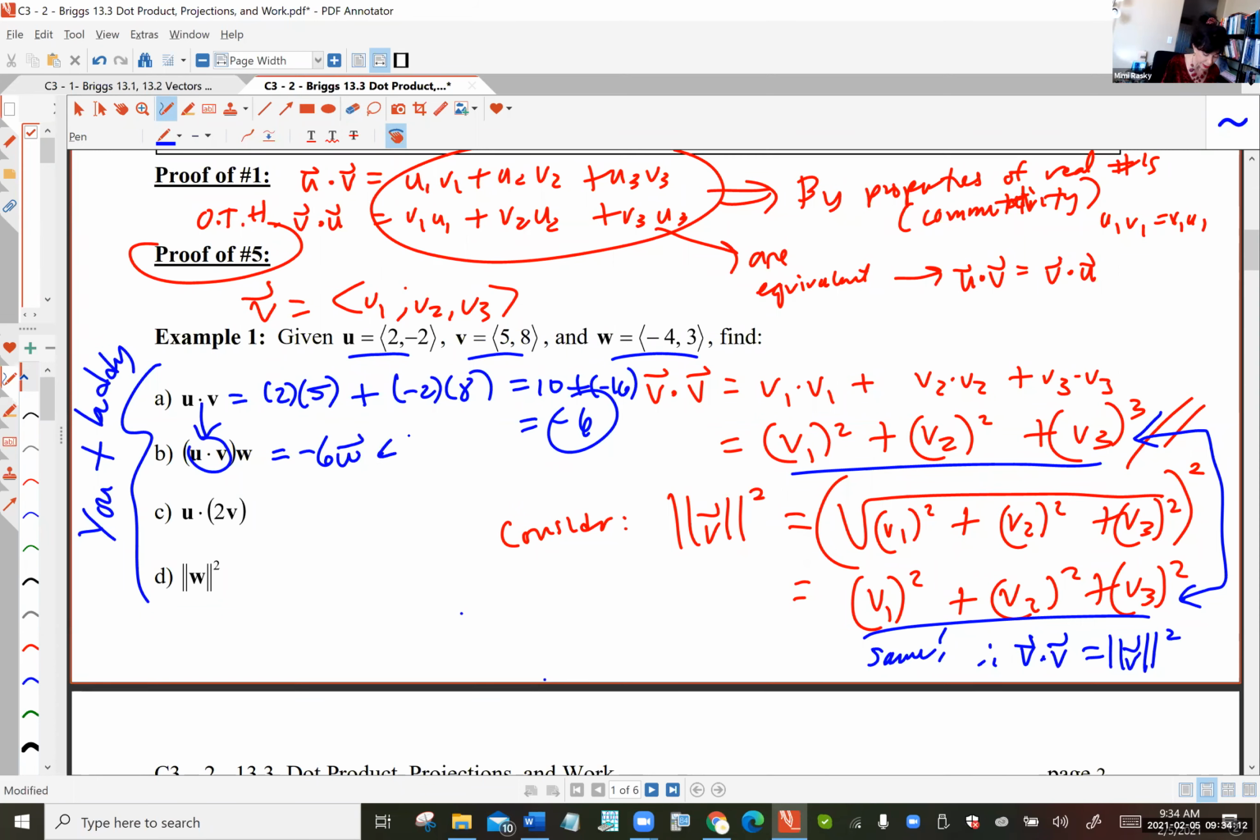This is called scalar multiplication. We already taught you scalar multiplication earlier in the week. Remember? You're just taking the -6 and multiplying it with the vector w, -4, 3. So you distribute your -6 and you get a vector, not a scalar. The answer to part B is the vector 24, -18, with components, okay?